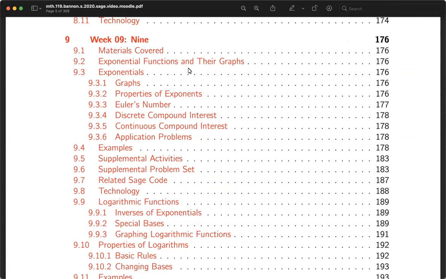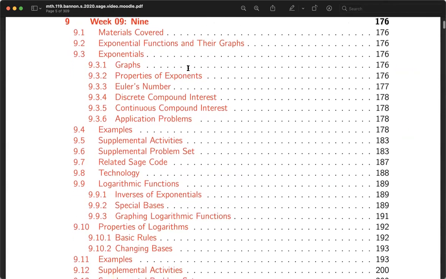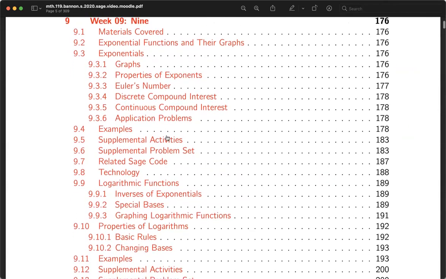Certainly, when we do that, we're hoping that you listen to what we're presenting to you, try to digest what's presented, and try to understand, I'm not going to say completely, but partially. Of course, we'll go through examples. There will be supplemental activities that you need to practice with before you go to WebAssign.